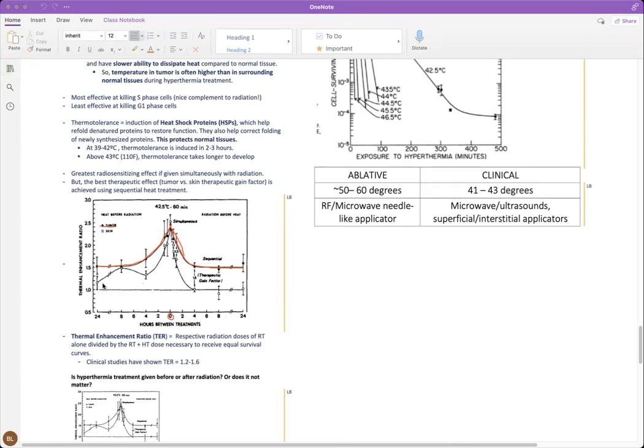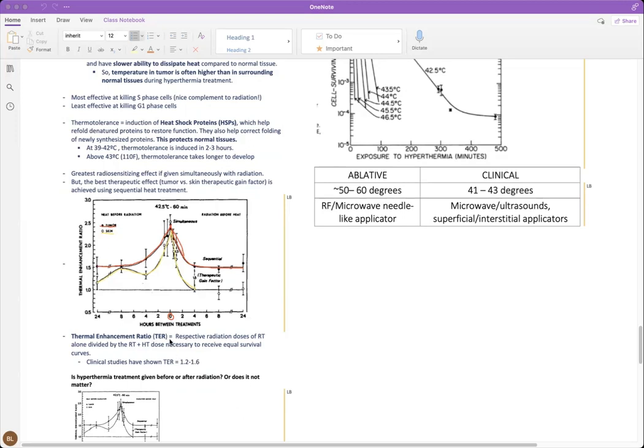Whereas your skin, which is representing your normal healthy tissues, if you give radiation at the same time, you're also going to really cause damage to your skin. So they're looking at the ratio of tumor damage to skin damage. And so this is why sequential treatment is popular, so that we can cool it off a little bit.